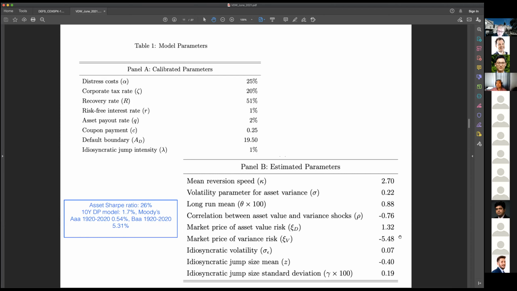Remember that the CDX index is an index of investment grade firms. So that should be somewhere between the AAA probability for 10 years, which is 0.5% between 1920 and 2020, and for triple Bs, which is 5%. So at least we're in that bracket. I don't think it's a crazy number. And so we essentially feel like our estimation comes up with fairly reasonable sort of results.